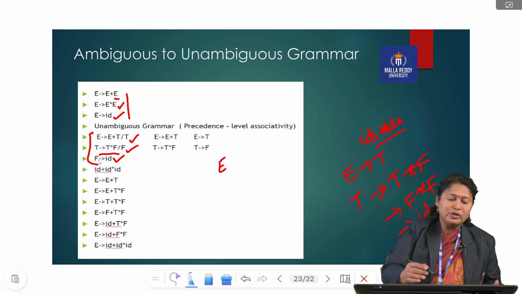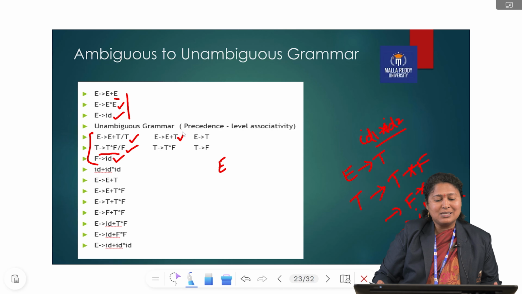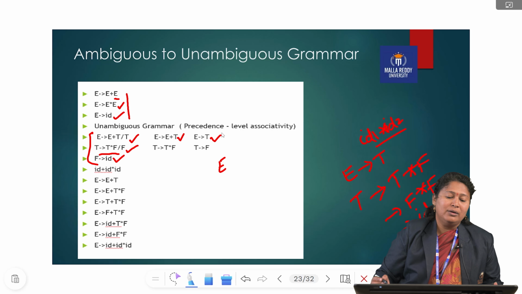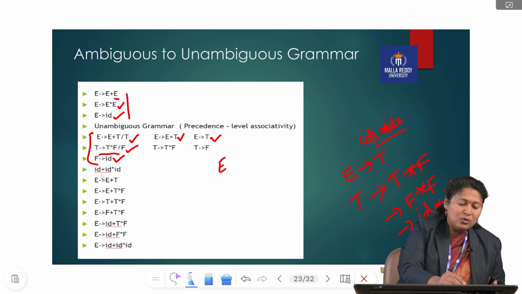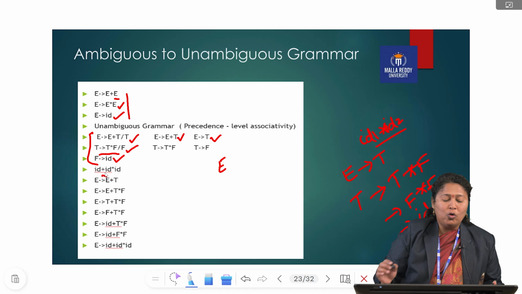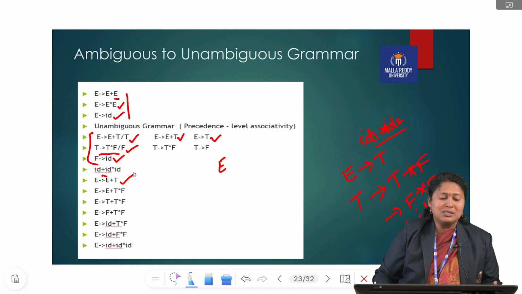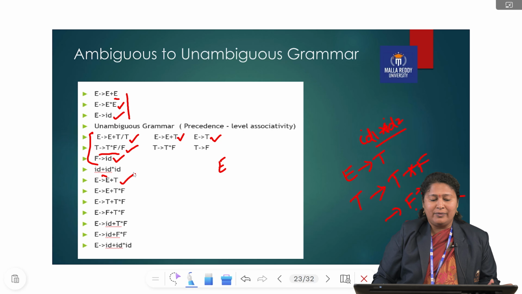I have only two options. Either I can go with E plus T or I can go with E tends to T. So I should start with these two only. Since I have a plus here, compulsorily I need to go with this E tends to E plus T only. I don't have any other way here.